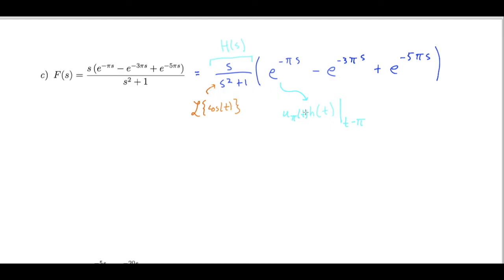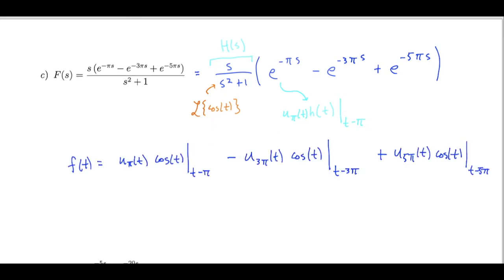I just want to use this structure to write out all of the different cosine terms, in this case, that I'll get. So using this notational structure, when I take the inverse transform, each of these terms will yield a cosine of t, and then to accommodate this e to the negative pi s, first I'll take that cosine of t and I'll evaluate it at t minus pi, and then I'll multiply that by u sub pi. To accommodate this second exponential, which is in my transform, I'll take the cosine of t and I'll evaluate that at t minus 3 pi and then multiply by the appropriate switch. Same thing with this last term here.